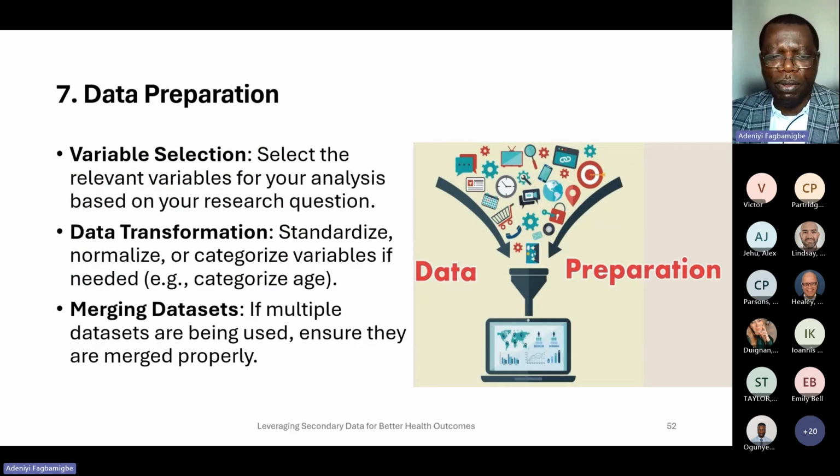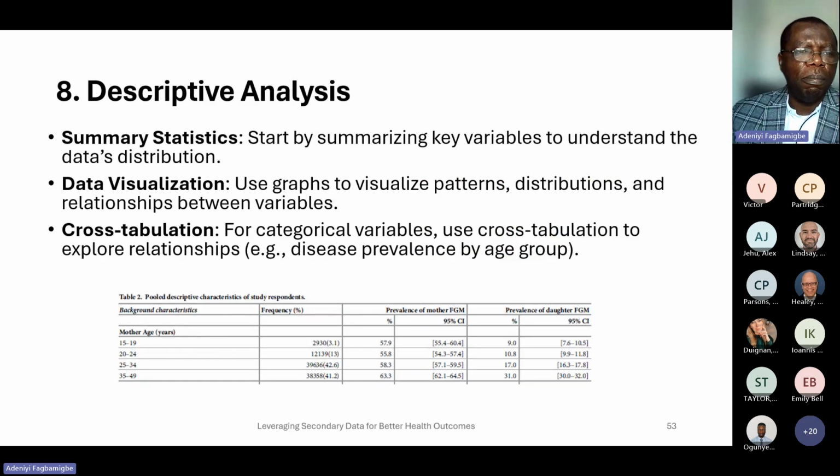Number 7, you need to prepare your data. Sometimes you need to transform your data. For example, the data could have age, how old were you when you did this? Maybe you would need to categorize it. That is part of data transformation. Sometimes you may not be able to use data as it is. You need to find the log, and you may even need to collapse and so on and so forth. You need to do variable selection. These are what we do in data preparation.